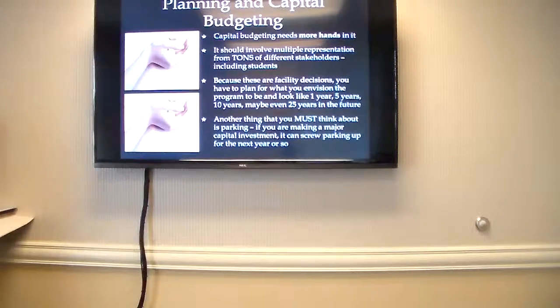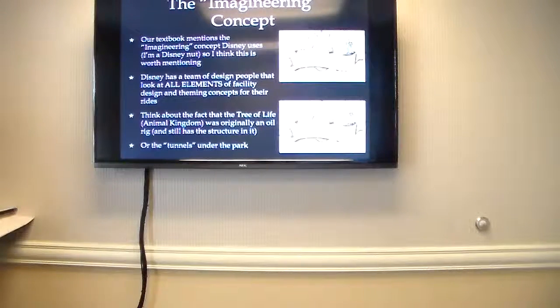Capital budgeting needs multiple representatives from a lot of stakeholders. Board of directors, board of trustees will get involved in it. You have to know what 1 year, 5 years, 10 years, maybe even 25 years in the future looks like. You have to think about parking too. Think about how difficult it is to park on various college campuses. That is a big consideration in this profession. If you're making a major capital investment, you might be using construction space where people were usually parking. So that could screw parking up for the next year or so, which could even be a bigger problem that was an unintended consequence of things.